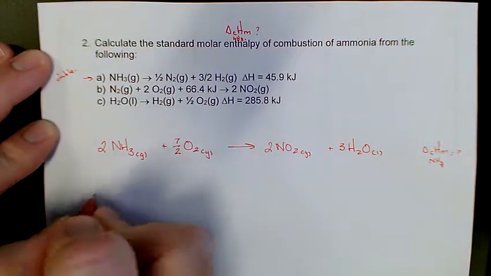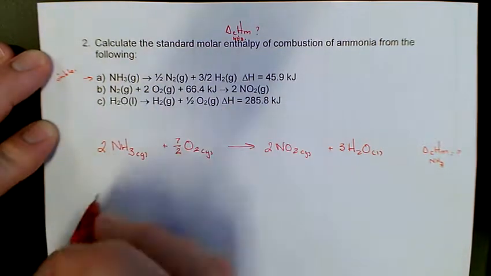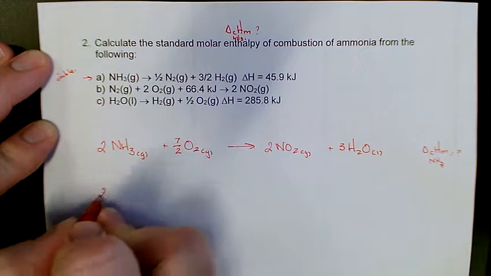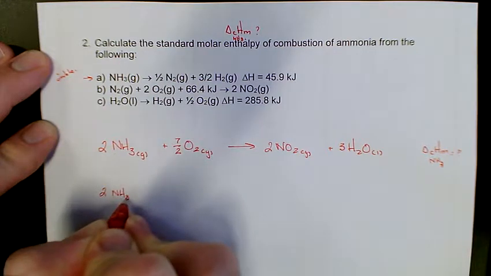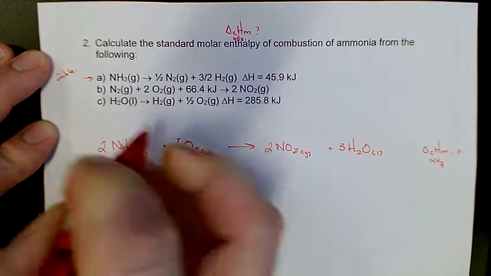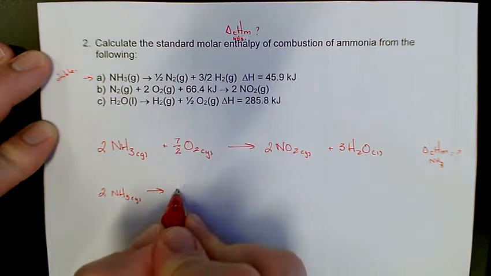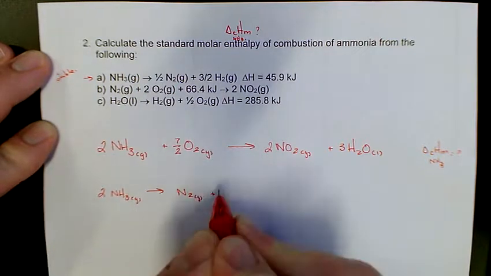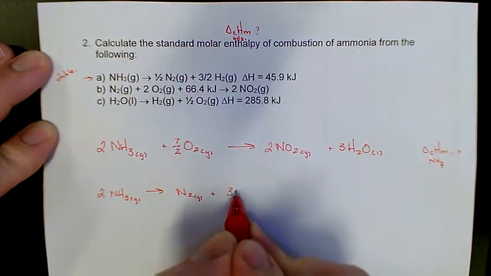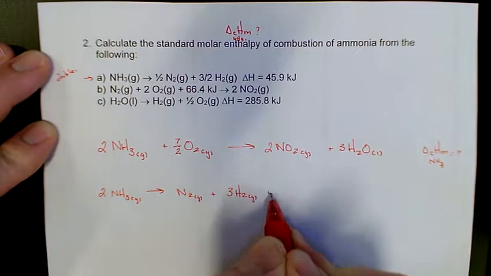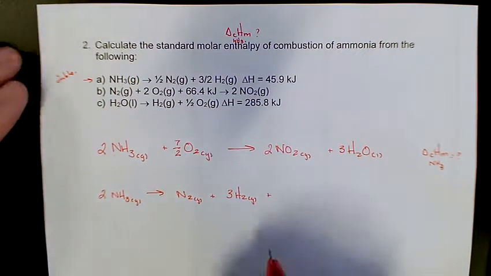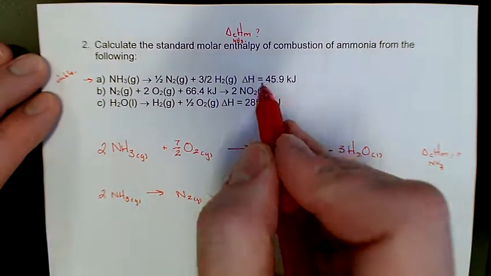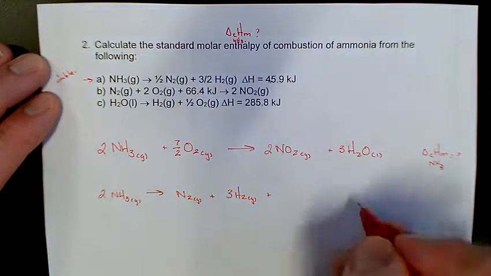To do that, then, I can write this one with all the doubled values, which would be 2 ammonias to produce, well, double that. That would be 1 nitrogen molecule. Double this, that would be 3 hydrogen molecules. And this, of course, would double the enthalpy change.